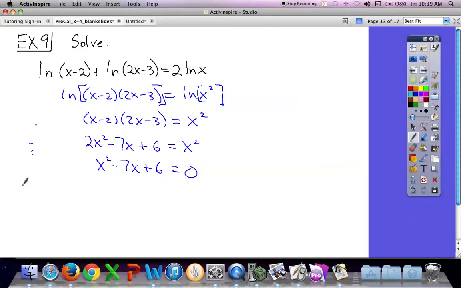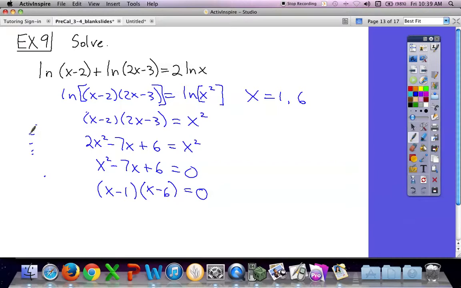And that is a fairly basic factoring problem, right? The two numbers whose product is 6 and sum is negative 7. x minus 1 times x minus 6. So what are the answers? x equals 1 and x equals 6.